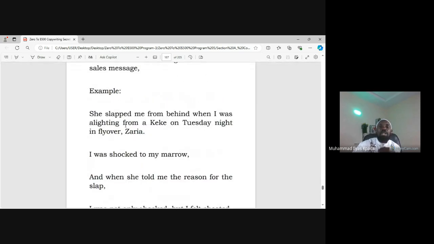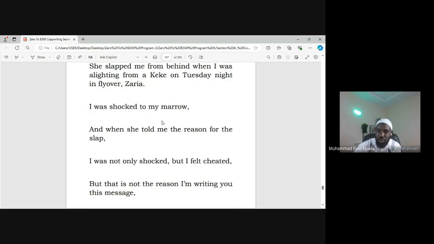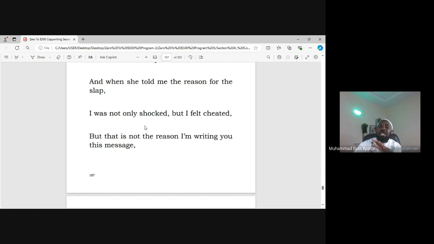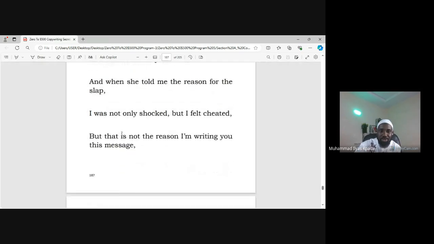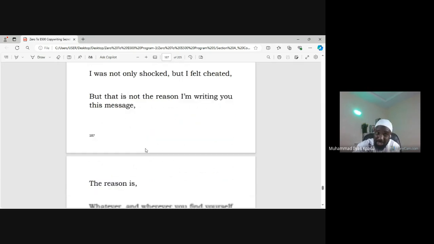For example, "She slapped me from behind when I was alighting from a KK on Tuesday night in flyover Zaria. I was shocked to my marrow. And when she told me the reason for the slap, I felt cheated. But that is not the reason I'm writing you this message." So now you see, this is a story, right? I am coming with a story. I'm not even talking about a lead in this particular place because I am talking to a cold audience, right?